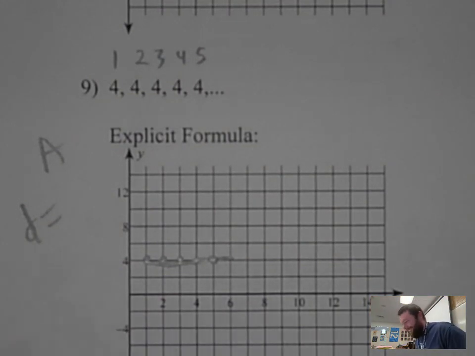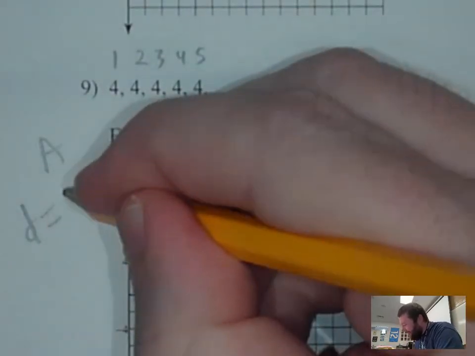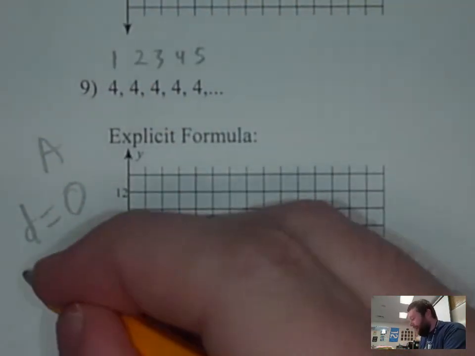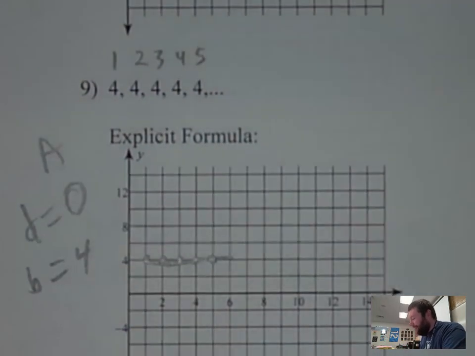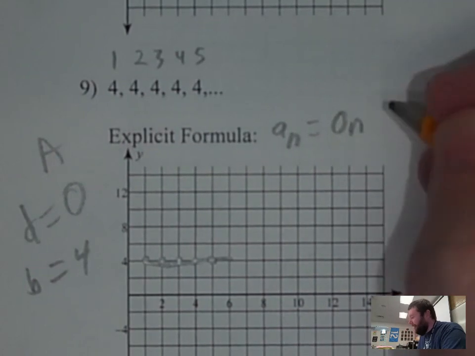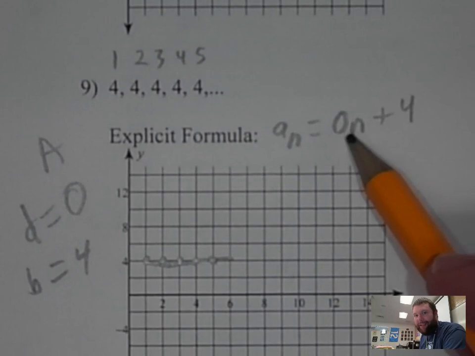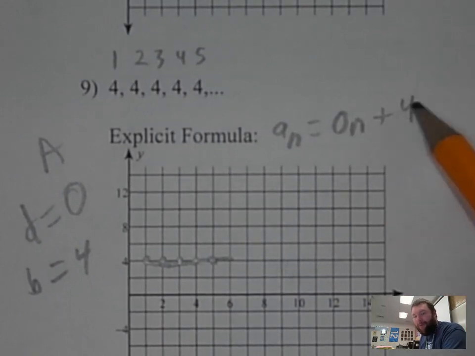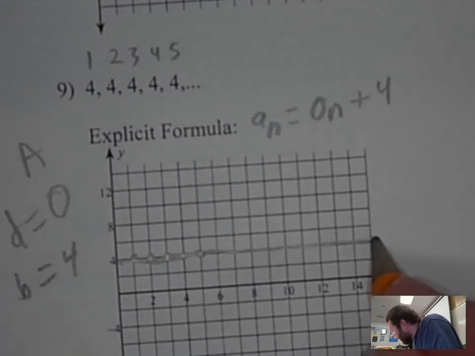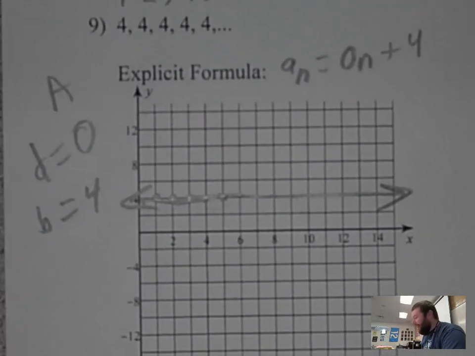Save the electricity. Okay, so it's adding 0. It's not changing at all each time. So it is a 0 slope line, right? And then if I go back 0 from 4, I am still at 0. So its equation is literally a sub n equals 0n plus 4. So no matter what part of the sequence it is, whatever I plug in for n, I'm just going to get 4 as my answer, which is why this line is literally just a horizontal line. Horizontal line right there. And we're going to call that arithmetic.